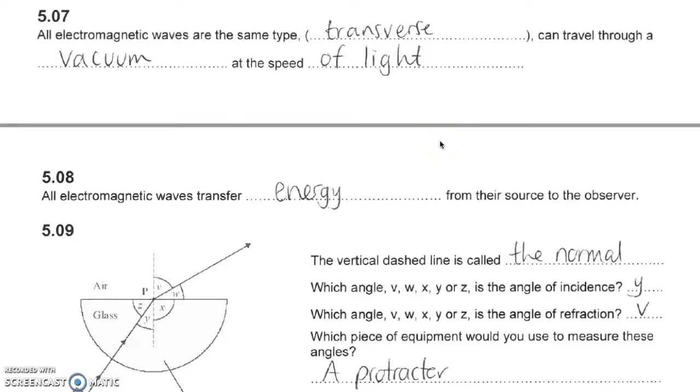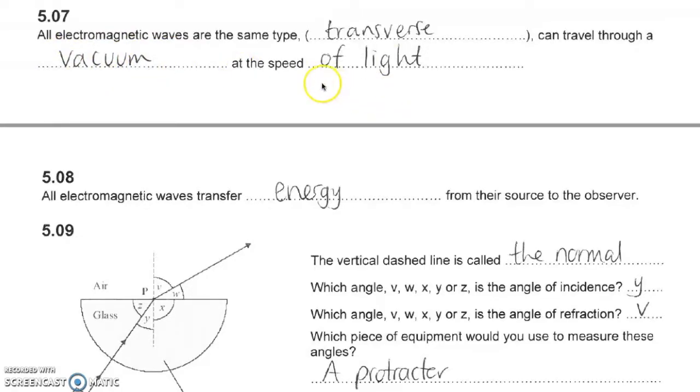Okay, so we're now going to go on to the second section of this topic, which is electromagnetic waves. Let's remember that electromagnetic waves are transverse waves, so their vibrations are 90 degrees to the direction of travel. They can travel through a vacuum, that means through space, so they don't need any matter to travel.